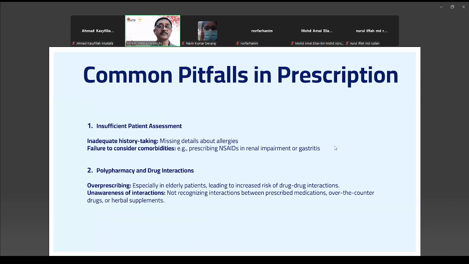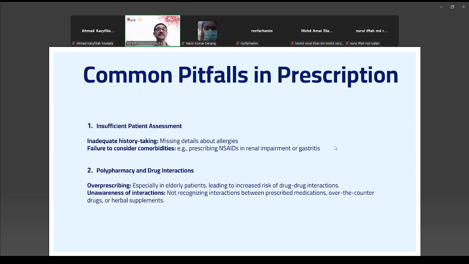Now, what are the common pitfalls in prescription? There are many pitfalls. First one is insufficient patient assessment. When a patient comes to see you, you listen to the patient and take a proper history. You must take the full history, not only the chief complaint, but ask about allergies, any illness, whether they are taking any other medications, and whether there could be any interaction. Failure to ask about comorbidity will land you in trouble, because if we prescribe NSAIDs for patients with gastritis or renal impairment, you might aggravate the problem.